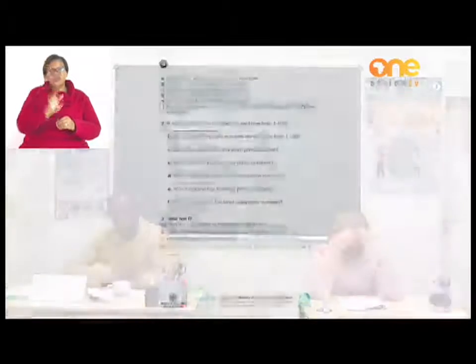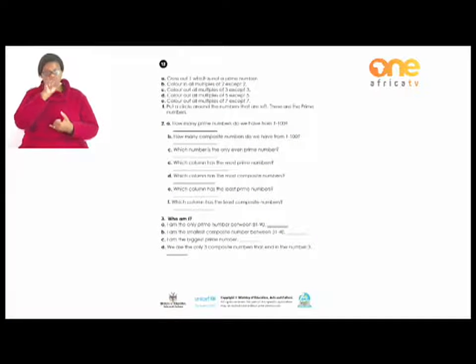Okay, let's proceed. Now that you understand what is a column, let's look at 2D. Which column has the most composite numbers? Right, discover that. And then we have E. Which column has the least prime numbers? And then lastly is which column has the least composite numbers? Okay? All right, I think that should be easy for you to do if you have done your table correctly. And take your time and study the table thoroughly. Okay?